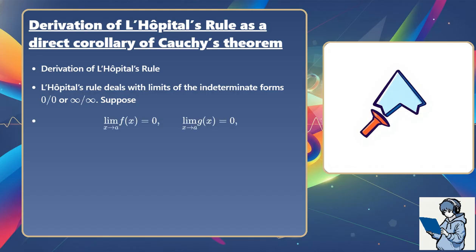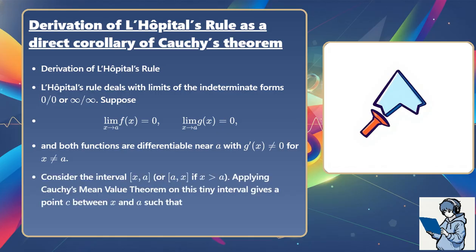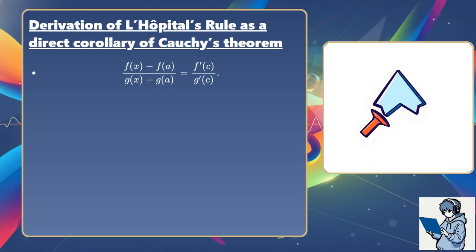Suppose limit as x approaches a of f of x equals 0 and limit as x approaches a of g of x equals 0. And both functions are differentiable near a with g' of x not equal to 0 for x not equal to a. Consider the interval [x, a], or [a, x] if x is greater than a. Applying Cauchy's mean value theorem on this tiny interval gives a point c between x and a such that f of x minus f of a divided by g of x minus g of a equals f' of c divided by g' of c.